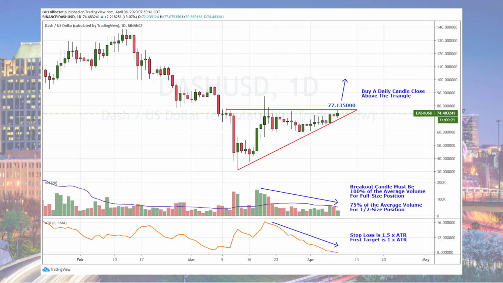Think about it. Remember our Dash US dollar trade plan here. We're going to buy a daily candle close above the ascending triangle or above 77.1350. If the volume is not quite average, go half size as long as it's at least 75% of the average. Your stop loss is 1.5 times the daily ATR, and your first target is 1 times the daily ATR. And remember to click the link below to the trade management video for more details.